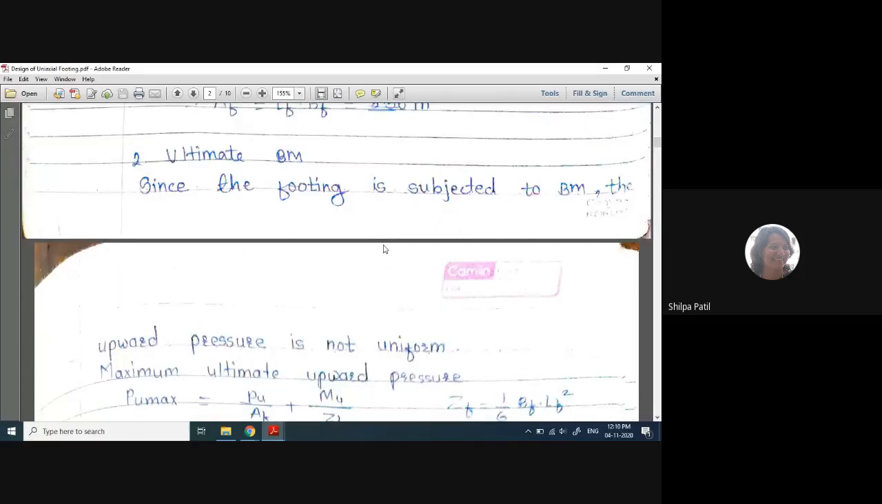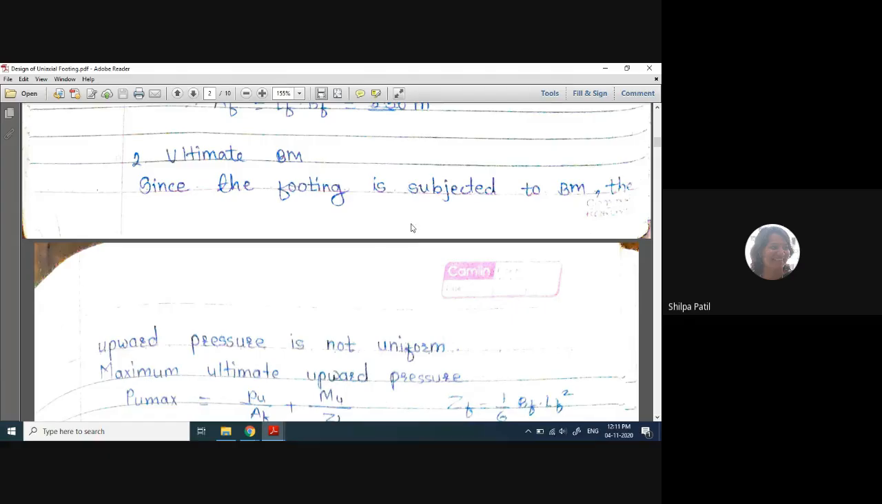Now the bending moment in the earlier case we calculated by considering the uniform pressure acting at the base of the footing. So we calculated what is the uniform pressure acting at the base of the footing, and accordingly we calculated the bending moment. That uniform pressure is acting on the Cx value and Cy value, and accordingly we calculated the moment.